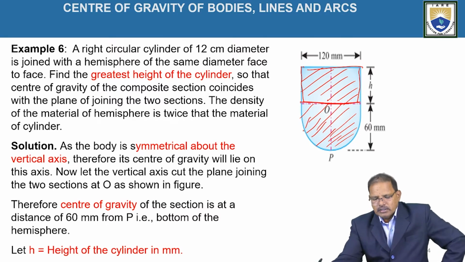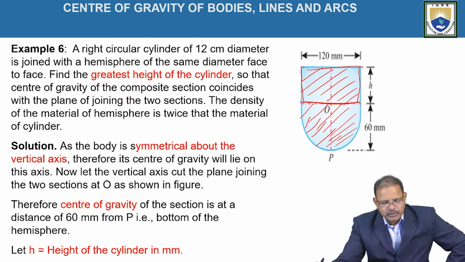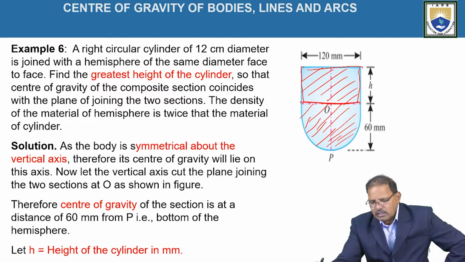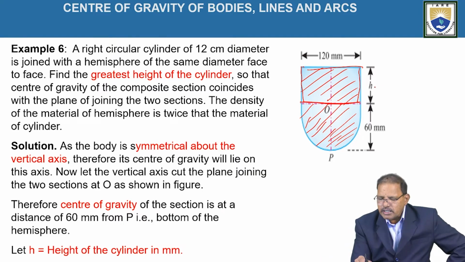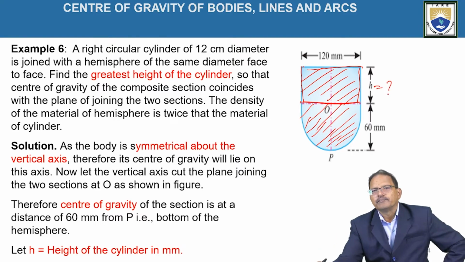The hemisphere is given now, with diameter 60 mm, radius given. So that the center of gravity of the composite section coincides with the plane joining the two sections. The density of the material of the hemisphere is twice that of the material of the cylinder. What is required now? Find the greatest height of the cylinder. This height is equal to how much?